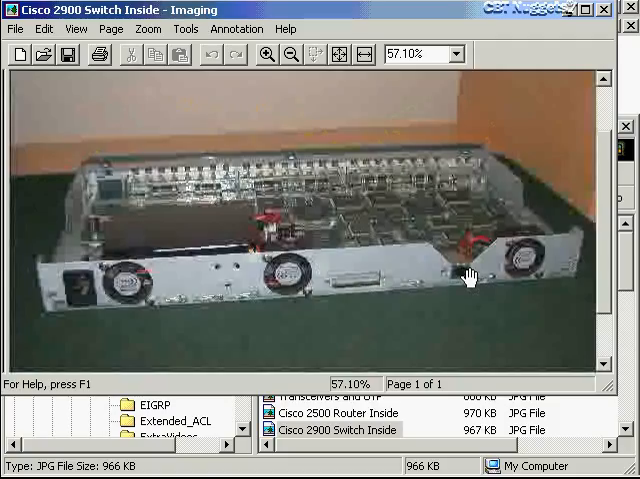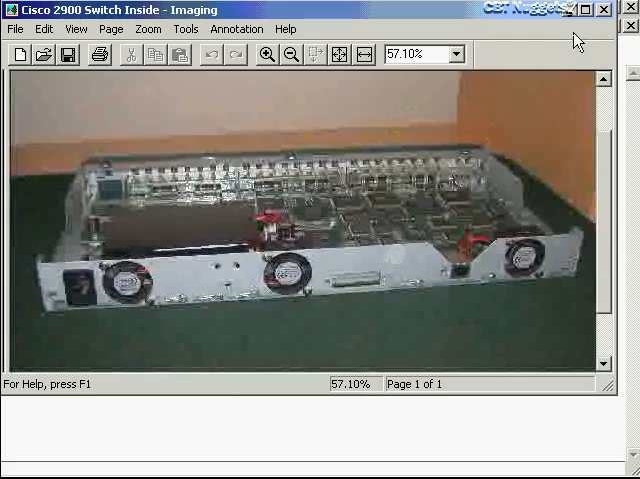It is very important to note that as we looked at the inside of a 2500 series router and now the inside of a 2900 series switch, there were no hard drives in either of the devices. The reason that's important is hard drives incorporate moving parts, which means mean time between failure, or how long those devices are going to last, is limited in comparison to a device like this that has no moving parts. Everything is done electrically through the device, and it's going to last a lot longer.